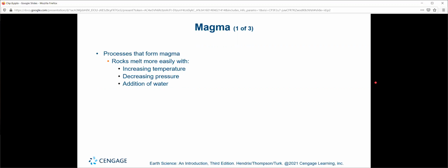Funny enough, rocks also can melt with a change in their pressure. If you increase the temperature while decreasing the pressure, the melting point of the rock will go down, allowing the rock to melt at a temperature that's not necessarily what it would be under a higher pressure. And the more water you add to the scenario, the more easily, again, the rock melts.